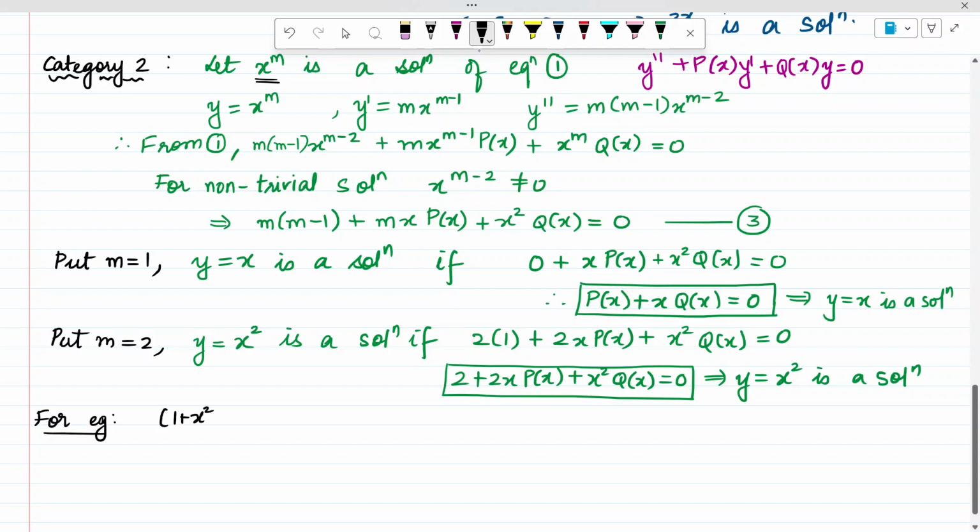(1 + x square) y double dash minus 2x y dash plus 2y equal to 0. Okay, so any ideas on how will we start with this question? I want to find one solution of this particular differential equation. Second solution पे बाद में जाएंगे, पहले तो one solution ढूंढने की कोशिश कर रहे हैं. Any inputs on how do we start? Anyone?